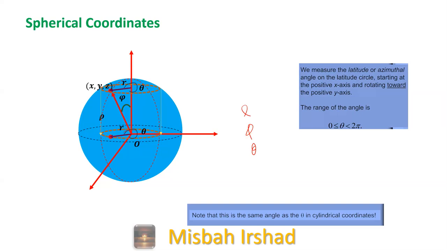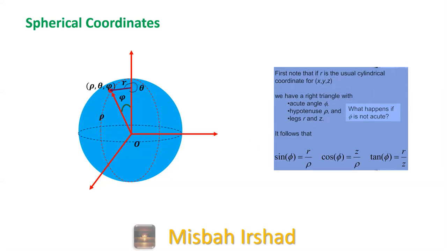Now we have to write x, y, z in terms of rho, phi, and theta. So let's do that. So this is the relation between r, phi, and theta, and this is the figure which represents all of them. You can see that here r over rho is sine phi. Similarly, this distance is z, so z over rho is cosine phi, right? And this gives us tangent phi is equal to r over z, and r is equal to rho sine phi. Similarly, z is equal to rho cosine phi.